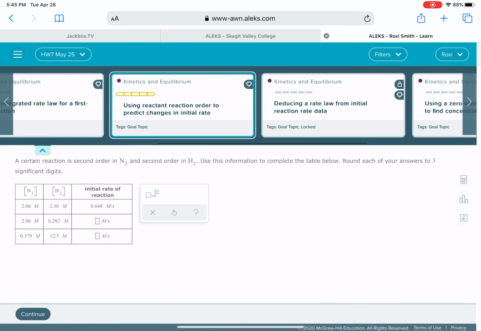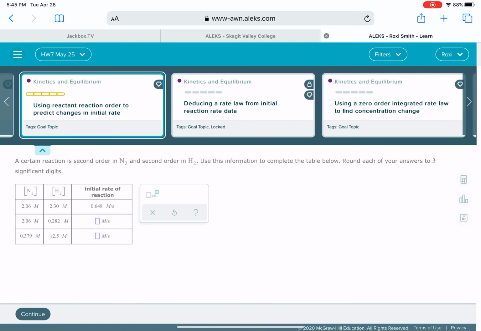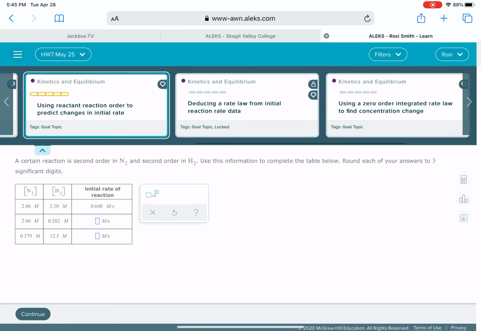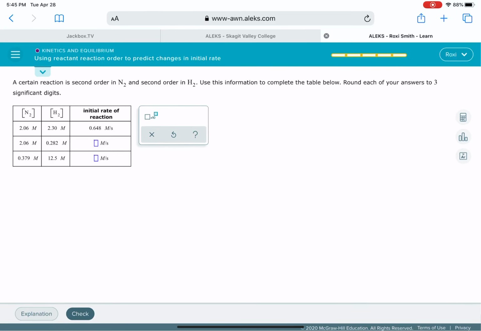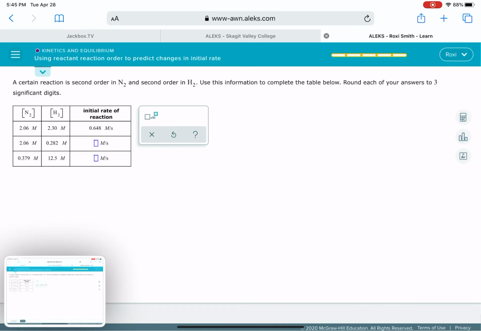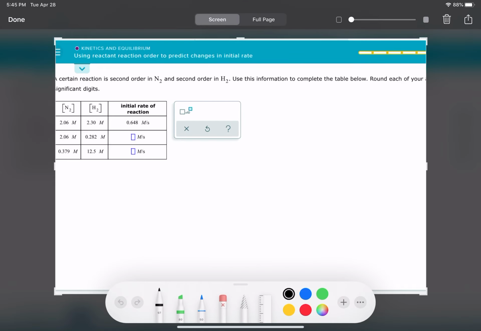So we're going to work on homework 7, this problem using reactant reaction order to predict changes in the initial rate. In this problem, we have 3 sets of data, and one of them includes a reaction rate and the other 2 do not. And our job is to figure out the rate of the other 2 reactions.